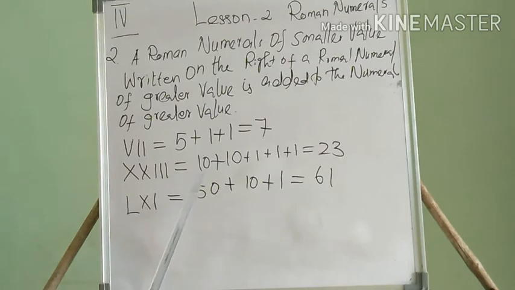Simply, they are giving a definition and a procedure, but I told it simply: if you can see a small numeral on the right side of any bigger numeral, just simply add. If you see a small numeral near the left side of a big numeral, simply subtract. That I told you.